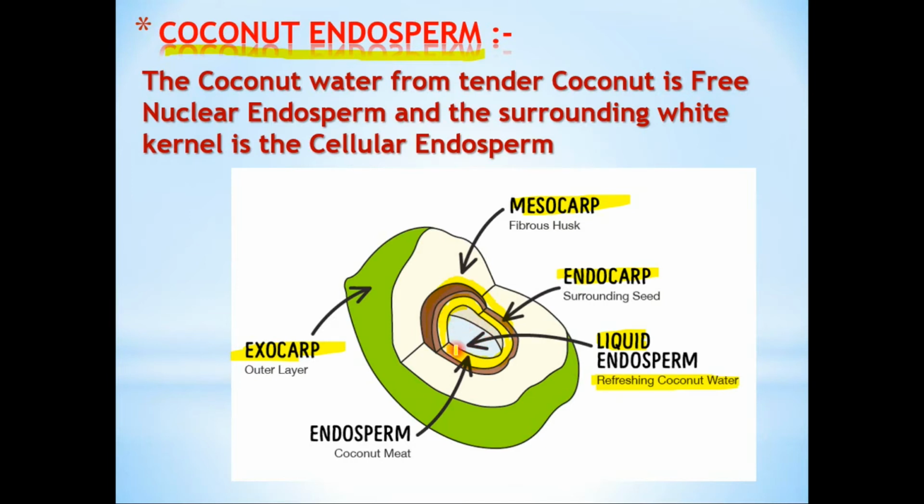So the coconut has two types of endosperm simultaneously. The centralmost area is occupied by the liquid, which is in the form of water, the coconut water. This is the liquid endosperm, where you will find a number of free nuclei, and it is surrounded from all sides by white colored endosperm where cell wall formation has taken place. Okay, so this is the cellular endosperm, also called the coconut meat.